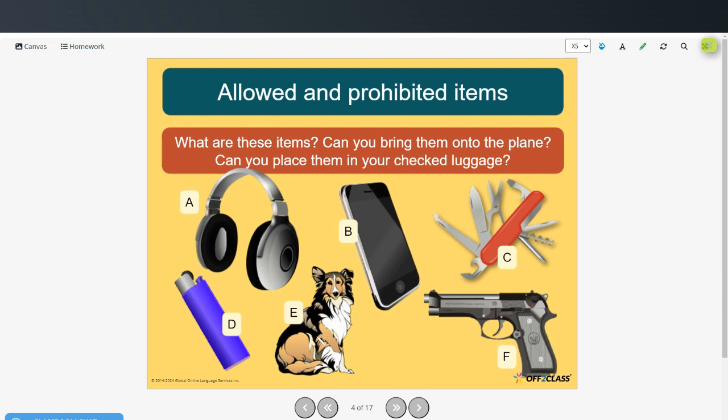Pets, you can bring pets if they're small enough to fit under the seat. If their carrier is small enough to put under the seat, then you can bring them onto the plane. Otherwise, they would need to fly in the cargo hold with the luggage. And firearms, you cannot bring those onto the plane. I believe you can have those in checked baggage, but they have to be stored separately from the ammunition. They cannot be loaded.